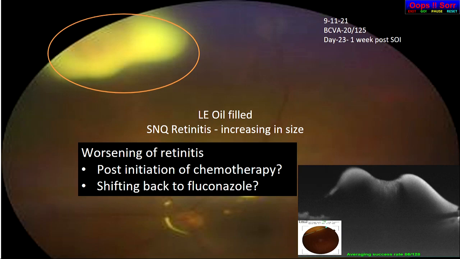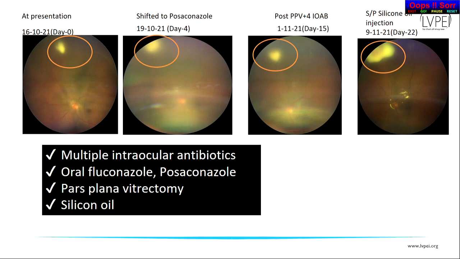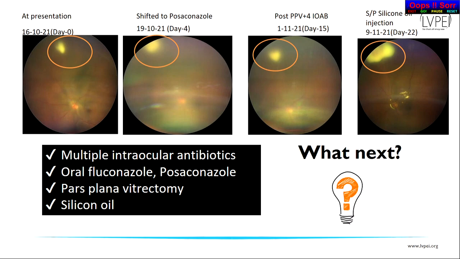So what could be the cause for the increase in size of the retinitis? Either it could be that we shifted the patient back to fluconazole, or it could be that after the patient was started on chemotherapy, the fungus started to proliferate more. But now nothing can be done, we can't stop chemotherapy. After giving all the intravitreal antibiotics, systemic antifungals, pars plana vitrectomy and silicone oil injection, still the lesion was not responding. So what next?